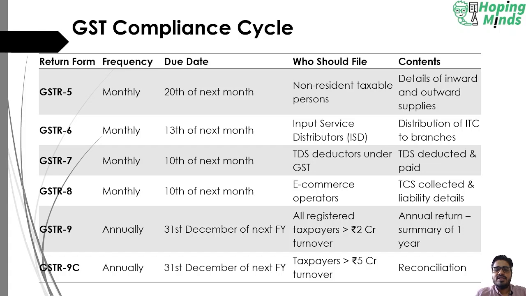And finally, GSTR 9C. GSTR 9C is a reconciliation statement to be filed by the taxpayers whose turnover in the previous year has exceeded rupees 5 crore. This is a reconciliation statement between the books and the GST returns filed during the year.